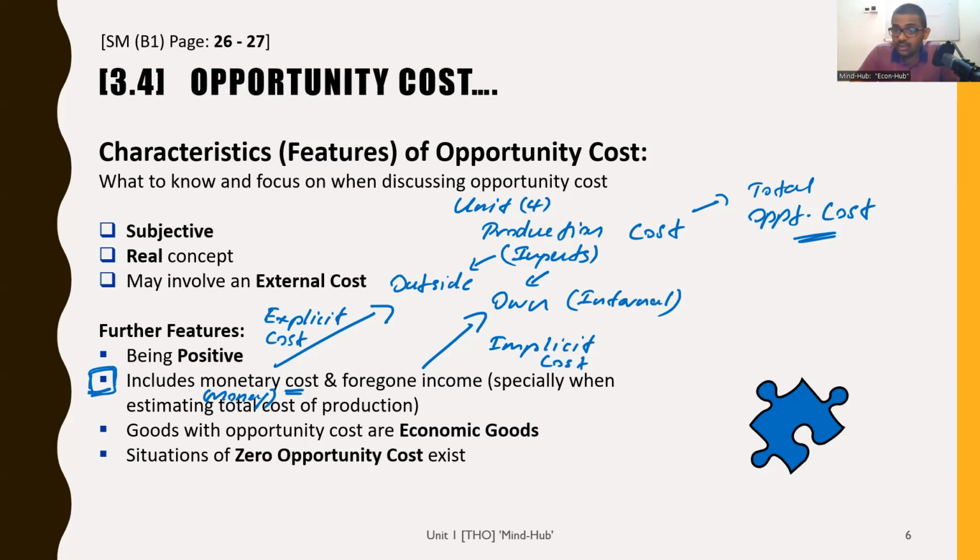Those don't have a money cost. We don't pay anyone, but they have a what income? Foregone income. So both areas are relevant for total opportunity cost. Remember, total opportunity cost, especially the total opportunity cost of production, includes the money cost as well as the foregone income.